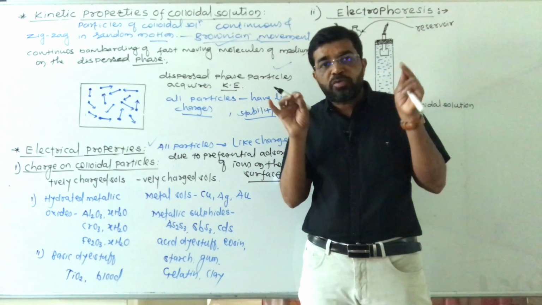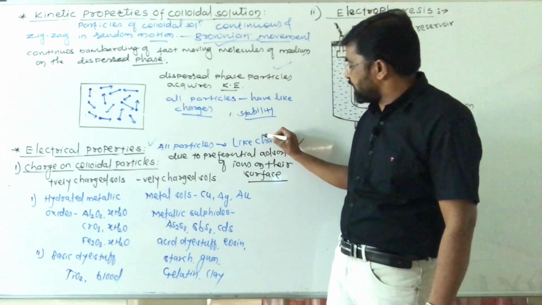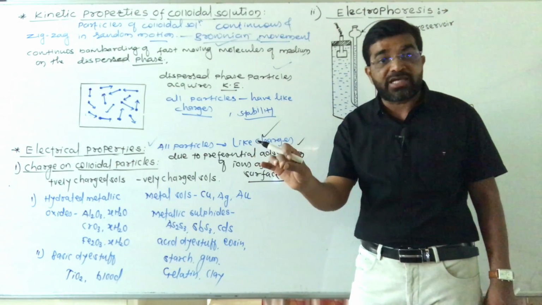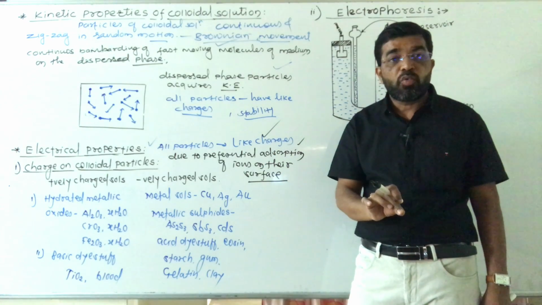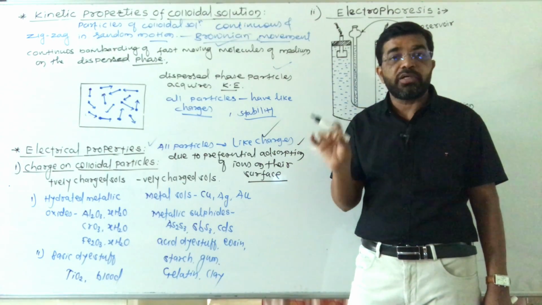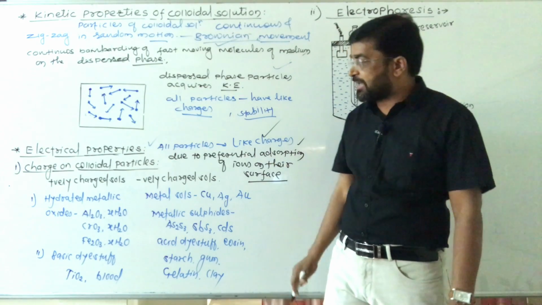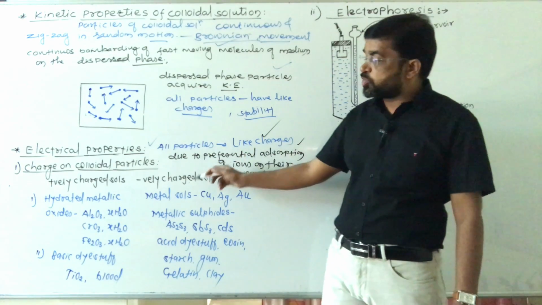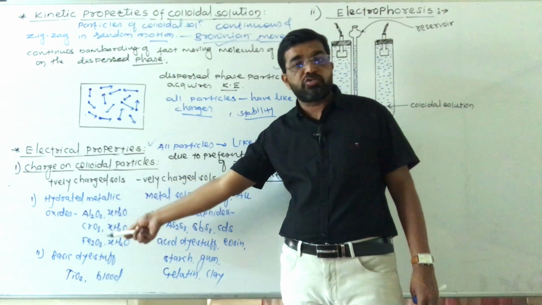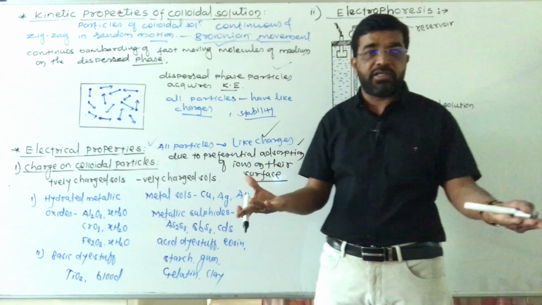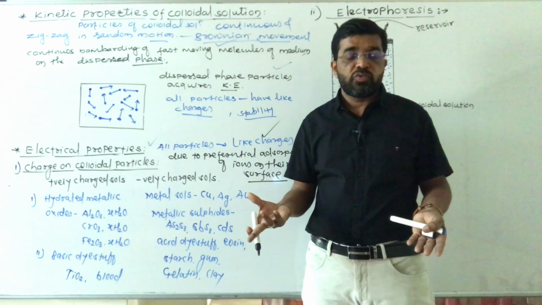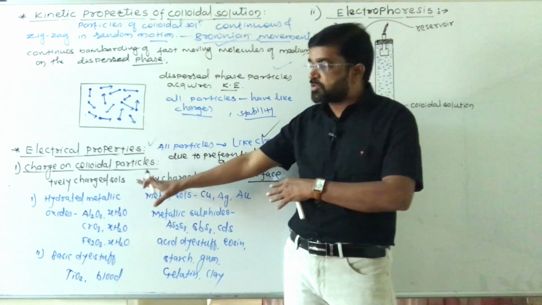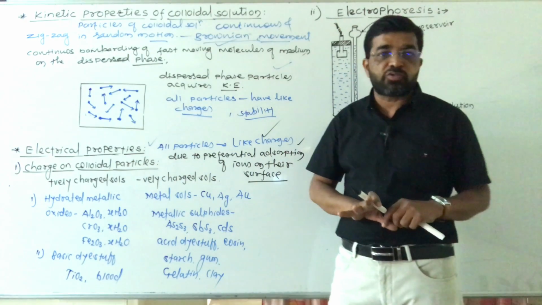All particles adsorb the same type of charge, therefore all colloidal particles in a solution have like charges, means the same type of charges, and due to this the colloidal particle acquires the electric charge. Okay. Secondly, here some examples are given, that is, which colloidal solutions have which type of charge. Obviously, two types of electrically charged colloidal particles will be there: either positively charged colloidal particles or negatively charged colloidal particles.